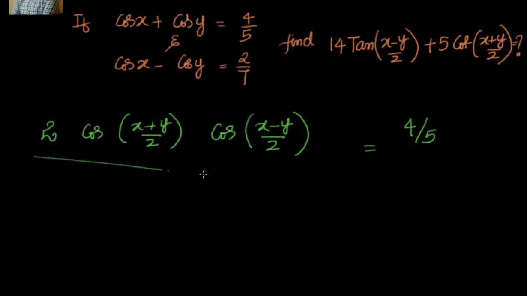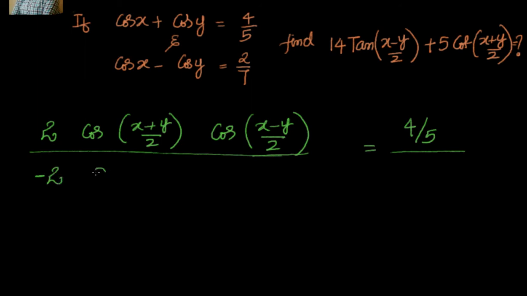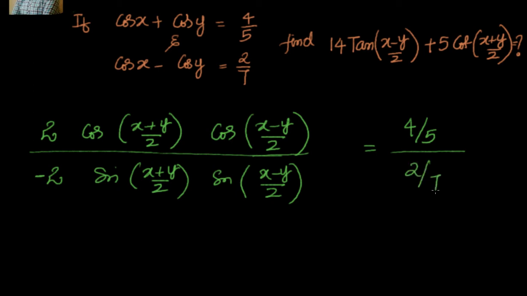Now let me divide this with the second equation, that is cos x minus cos y, that is nothing but minus 2 sin (x plus y)/2, sin (x minus y)/2. You remember, cos c minus cos d equal to minus 2 sin (c plus d)/2, sin (c minus d)/2. Pretty simple once we realize that we have to convert that into this format. Now what is this? 2 by 7.